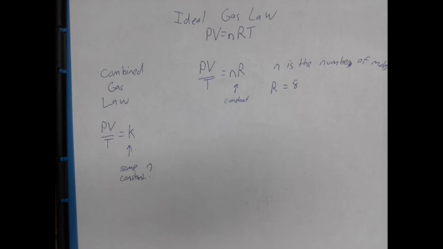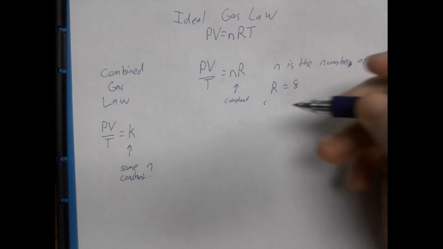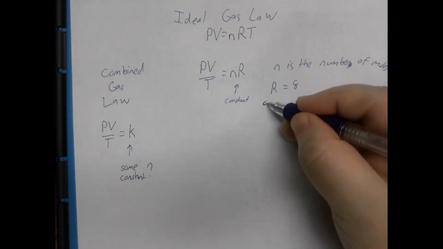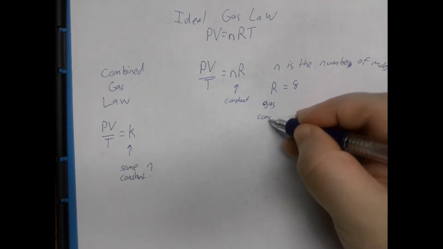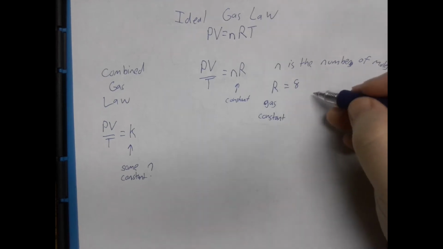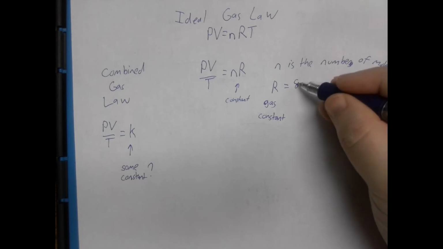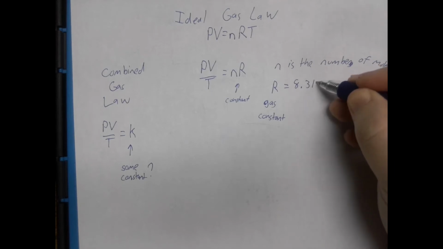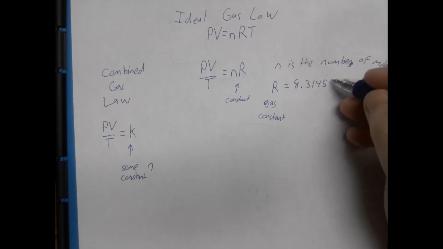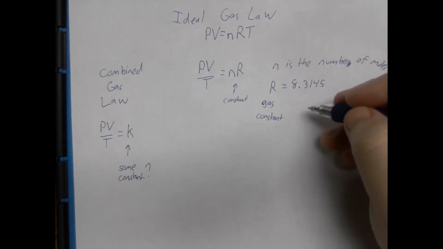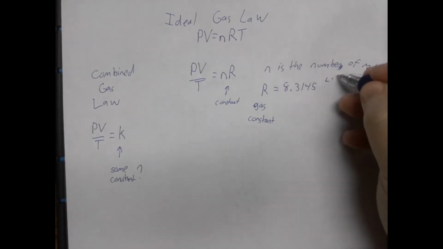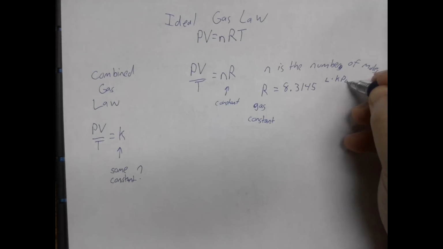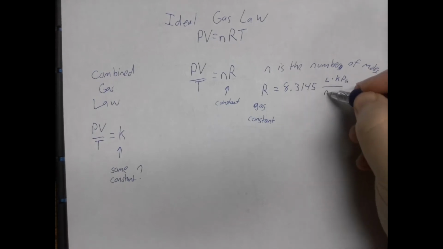So this is called the gas constant. I think it does. Yeah, gas constant. So R is equal to 8.3145 liters times kilopascal divided by mole Kelvin.